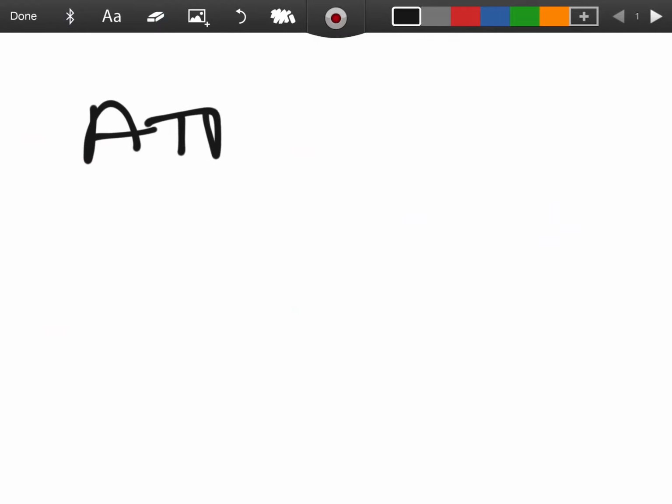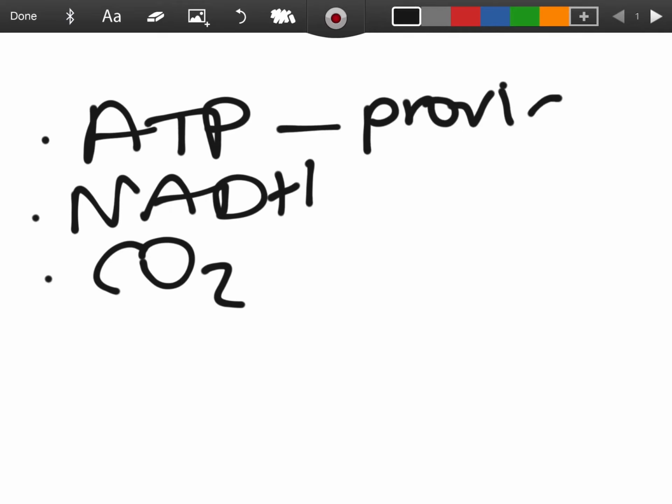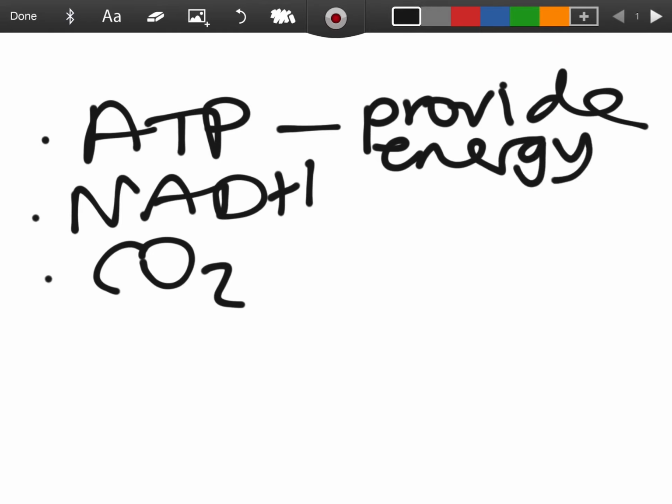Okay, well, in the Krebs cycle you made ATP, you made NADH, and you also made carbon dioxide, and you also need to know the fate of those three products. So the fate of ATP is it's broken down and used to release energy for what? Give some. It's for any metabolic reaction that happens in your cell.